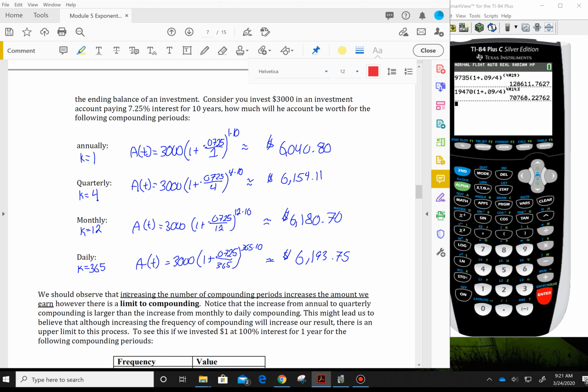What we should observe is that as you increase the number of compounding periods, the amount we earn also increases. However, there is a limit to compounding. Notice that the increase from annual to quarterly is larger than the increase from monthly to daily.